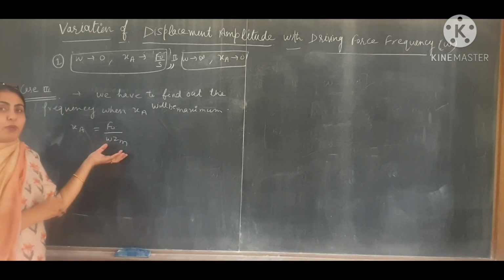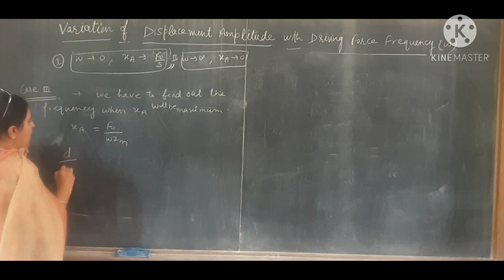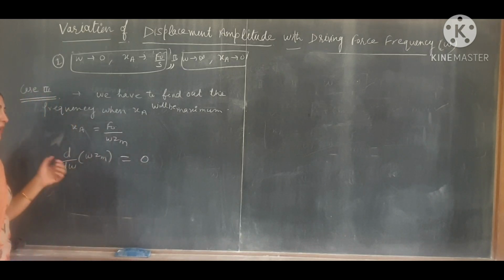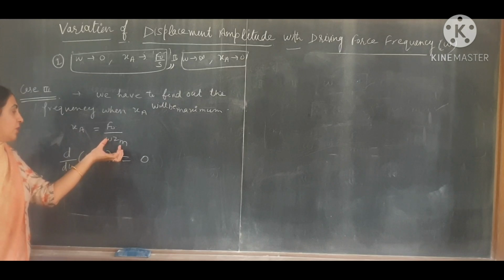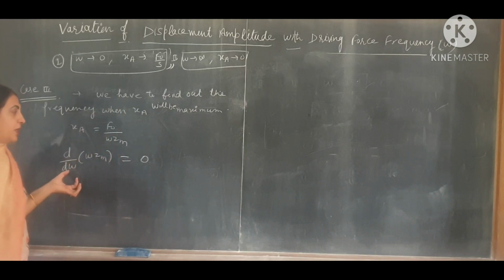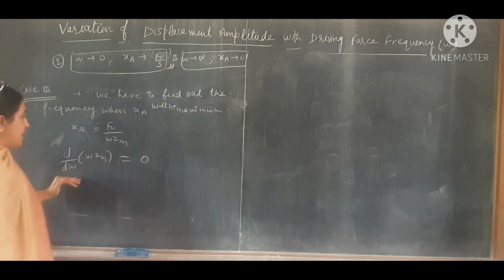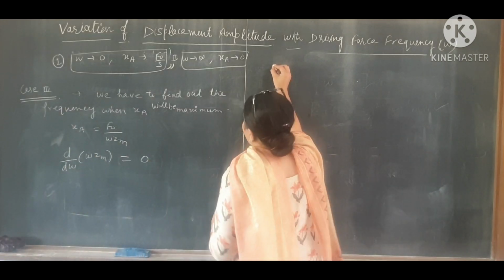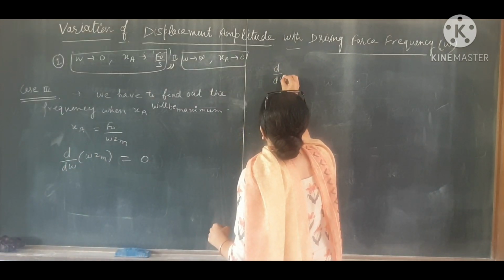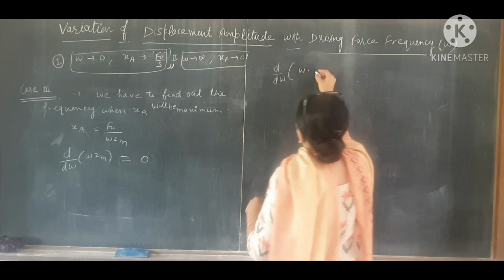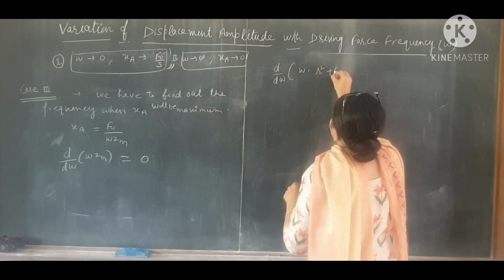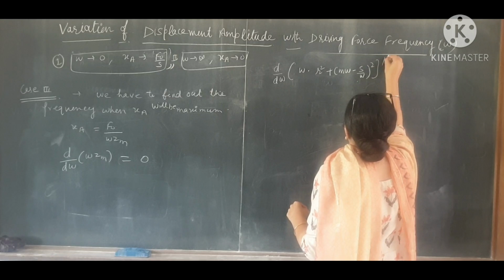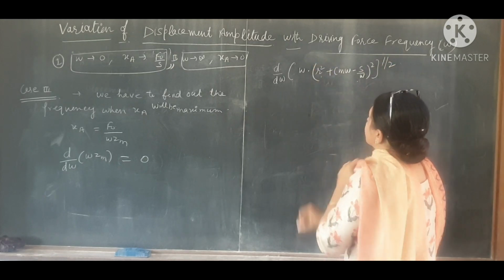So when its value will be minimum, when the derivative of omega Zm is equal to 0. So we take its derivative with respect to omega and it is equal to 0. So write down here, d over d omega of omega into Zm. And what is Zm? It is r square plus (m omega minus s over omega) square, raised to power 1 by 2. So this is our omega Zm.